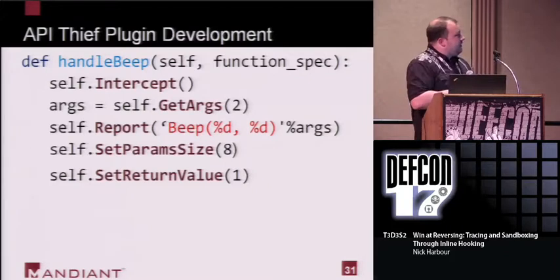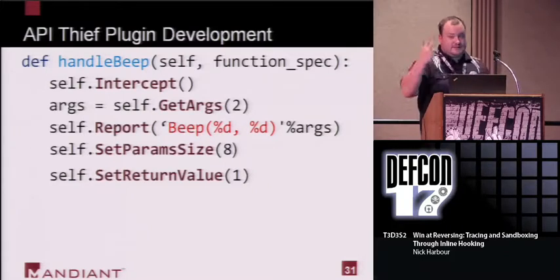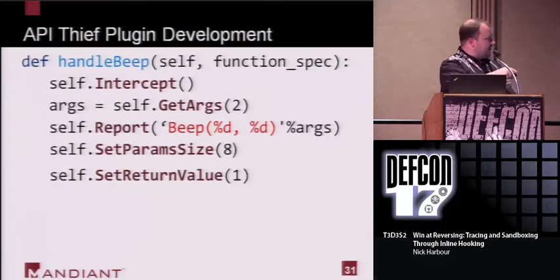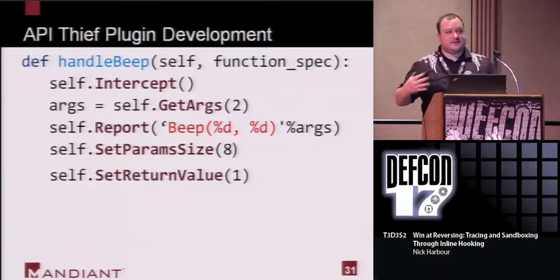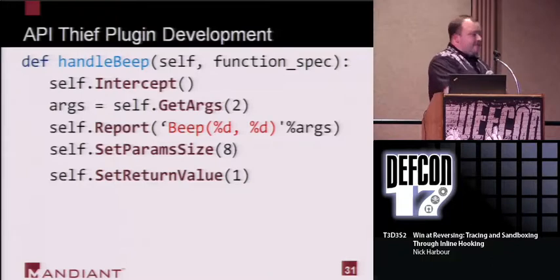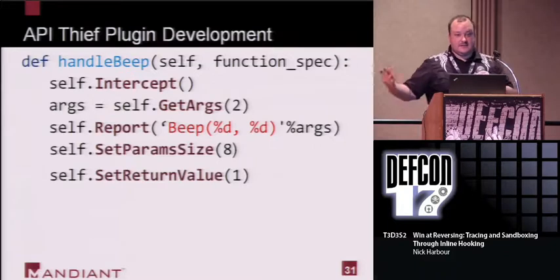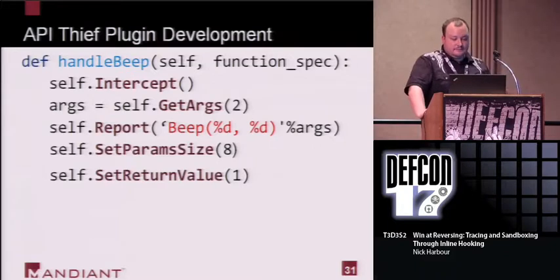It's going to get the arguments that were passed into it. Like I said, there's two arguments. It's going to report those to our GUI console. And since this is a stdcall function as opposed to a cdecl call, we have to set the stack pointer back because it's up to this function to adjust the stack after the call, not the function that called it. So we have to call set param size and tell it to set 8 bytes. And then I set the return value to 1, which in this case means success or true. And this will actually get handled.